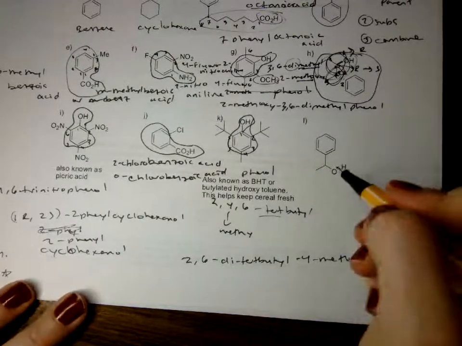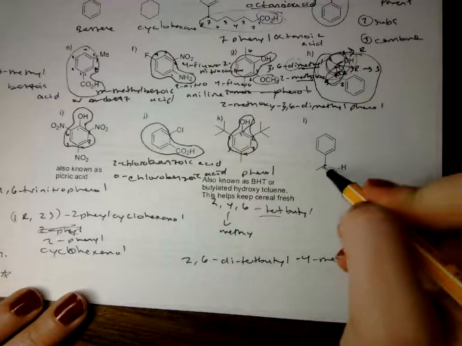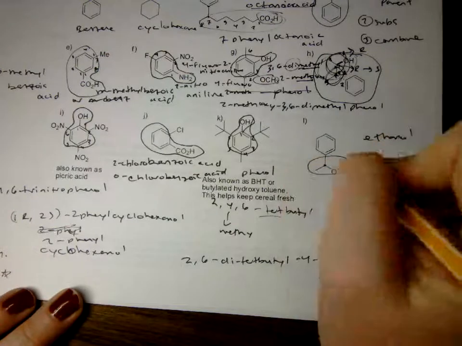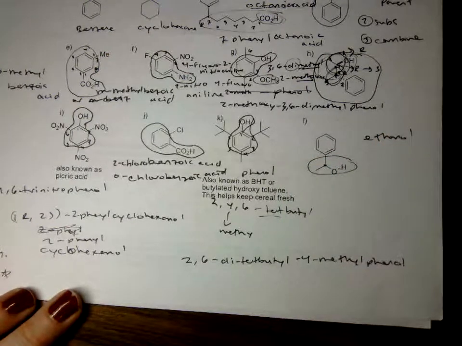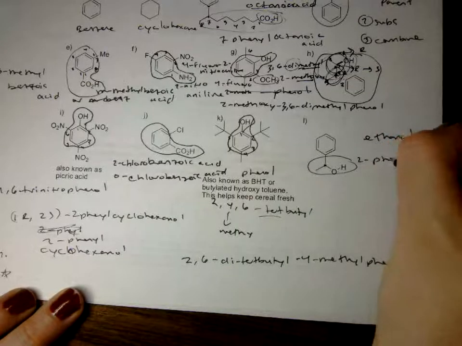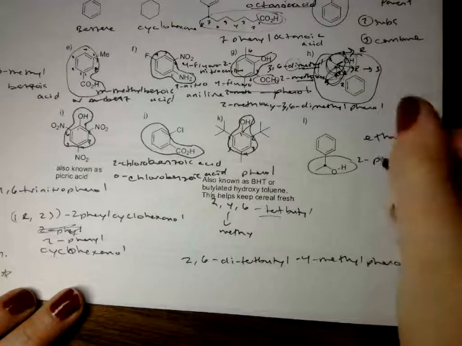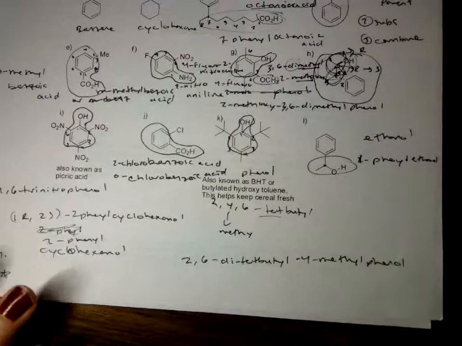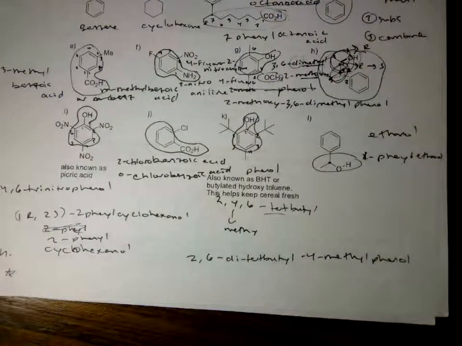Okay, and then for this last one, actually, because there's an alcohol here, this would be the parent chain. So ethanol is the parent chain because this is the higher priority. Alcohol has to be contained in the parent chain. And so this would be 1-phenylethanol. So there you go. That's a lot of nomenclature.